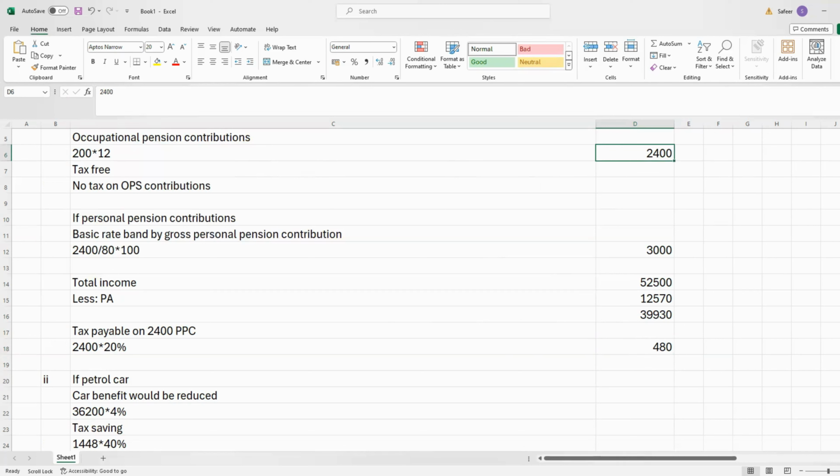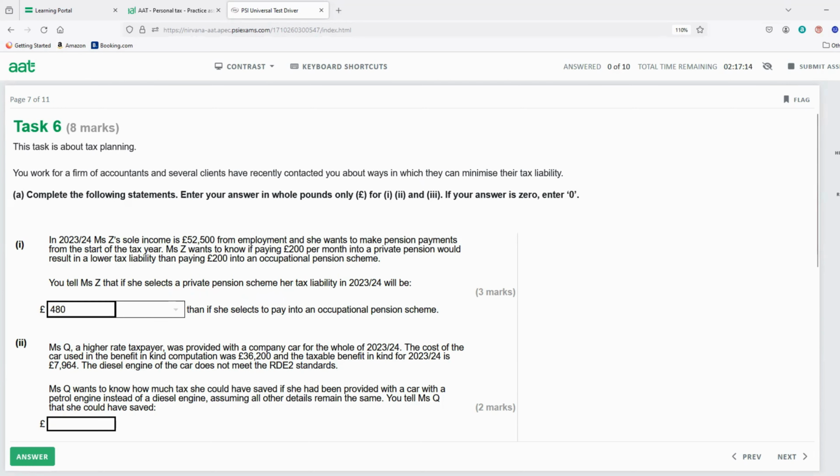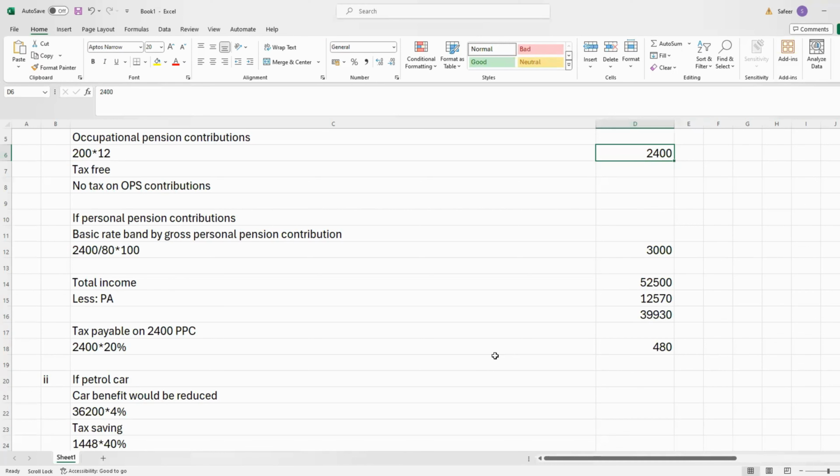So remember, the question was how much more tax this person will be paying if this person selects a private pension scheme. Okay, so if it is a private pension scheme, this person will be paying £480 more tax than if she selects to pay into a personal pension scheme, basically. So that's part one, part A1 in other words.